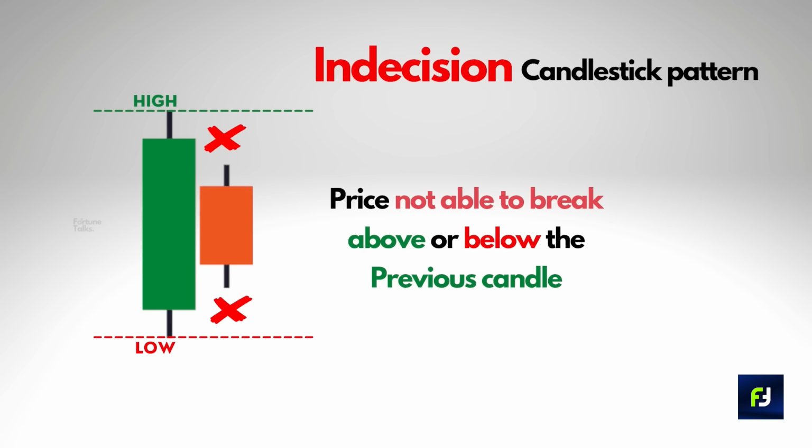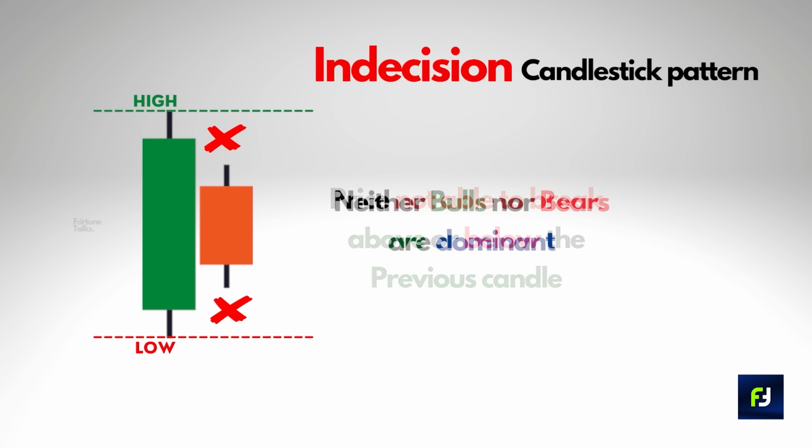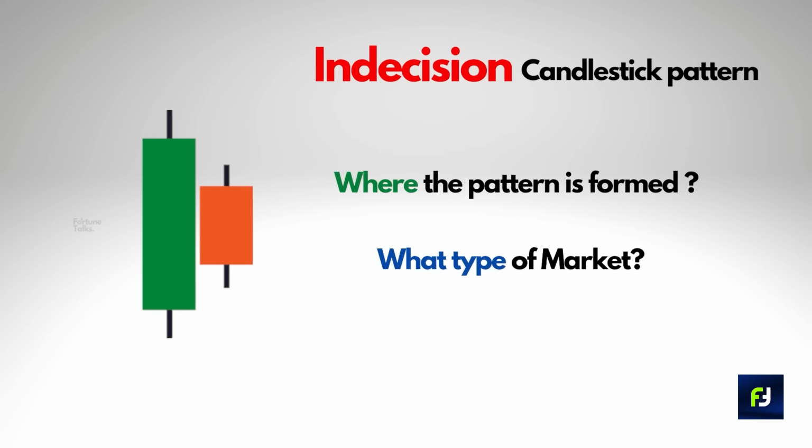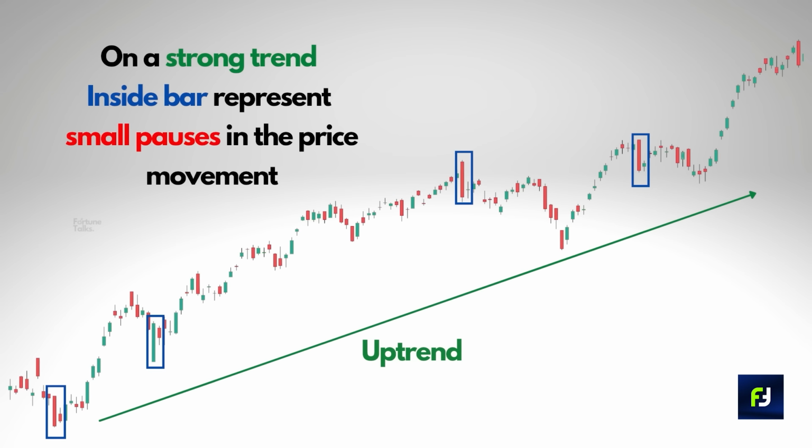Now this tells us that neither the bulls nor the bears were in control during the session. This is very important information when used correctly. However, it is important you note where the inside bar is formed and in what type of market. So if an inside bar is formed in a strong trend, for example, a trend higher, then it could be signaling a quick pause before the price continues on with the trend.